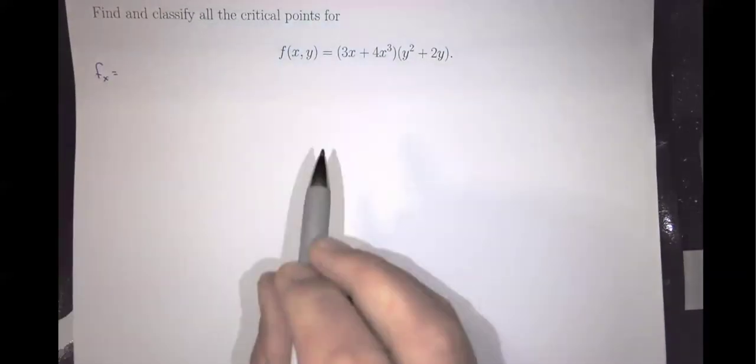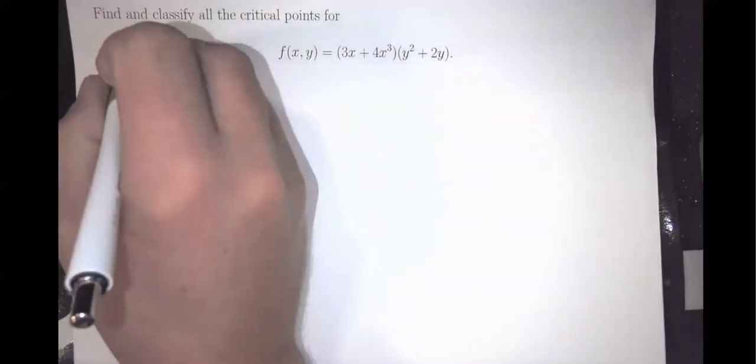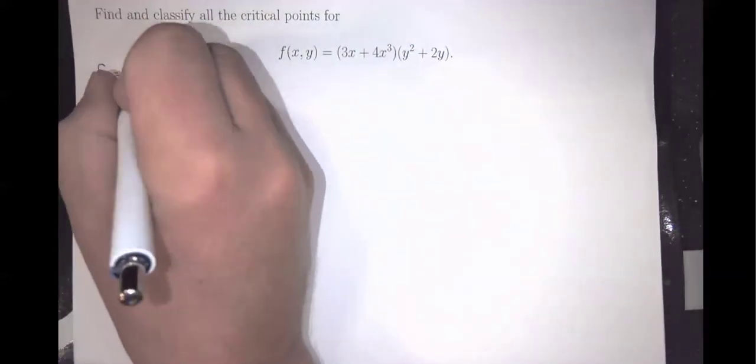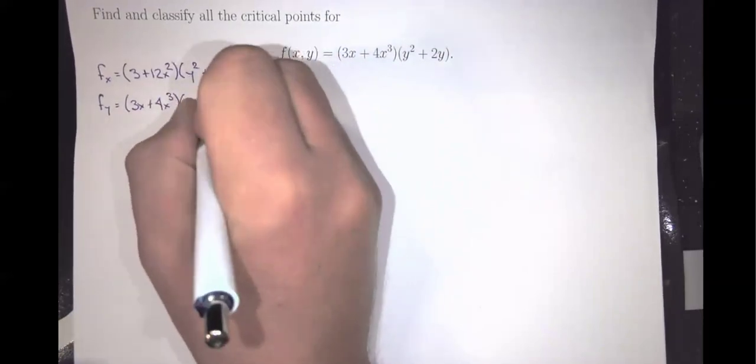We want to find and classify all the critical points for this function f. Let's start by finding our first derivatives. So first derivative, since it's nicely separated for us, our first derivative here, fx, is going to be (3 + 12x²)(y² + 2y). Fy is going to be (3x + 4x³)(2y + 2).